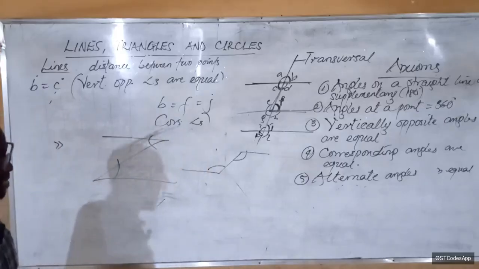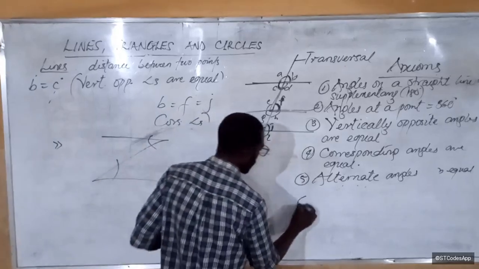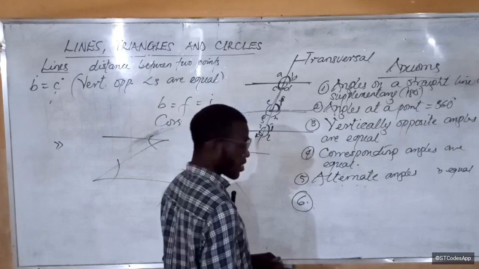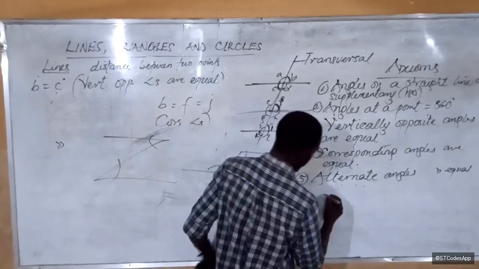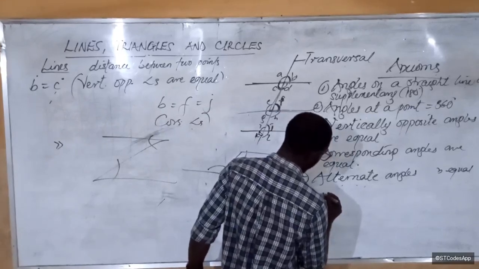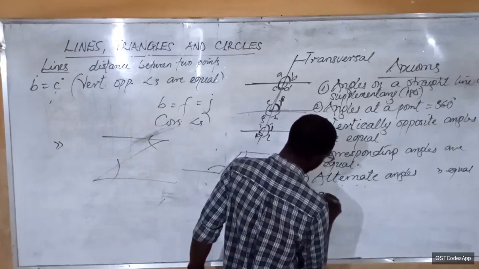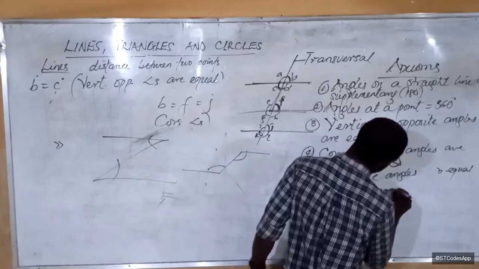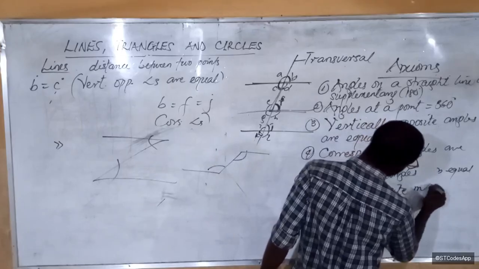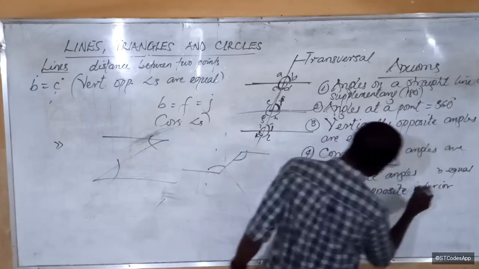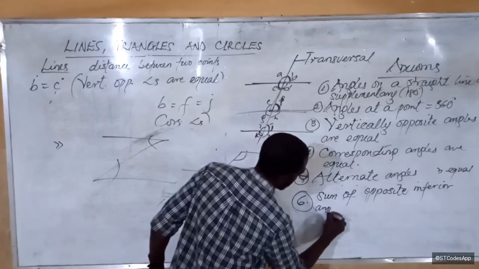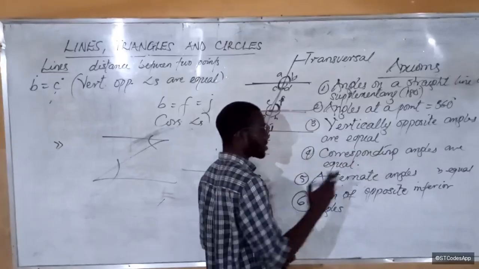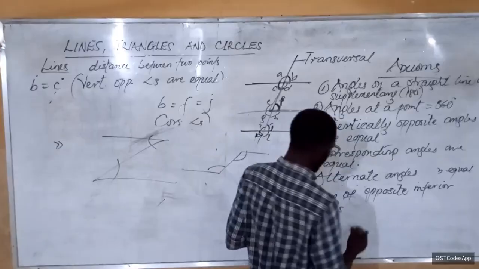That's it for that. Now the last rule that you should know, of course, is that the sum of angles in a triangle is 180 degrees. The other one you should know is that opposite interior angles are supplementary. Do you understand?